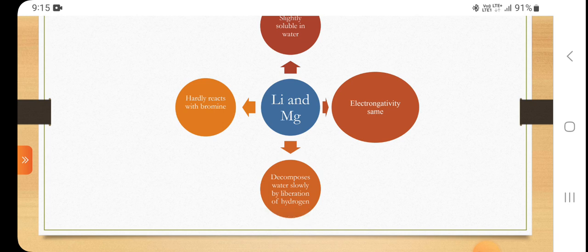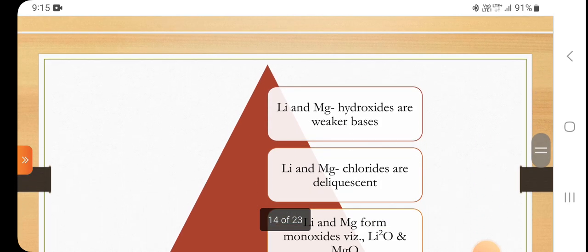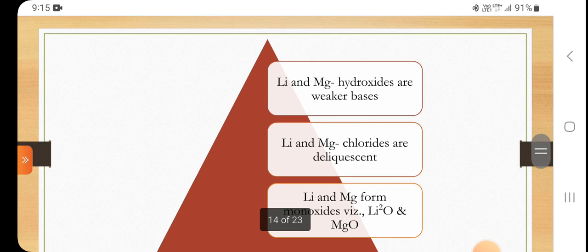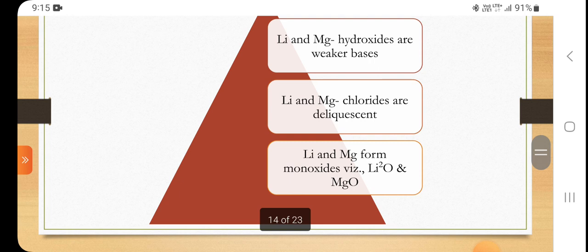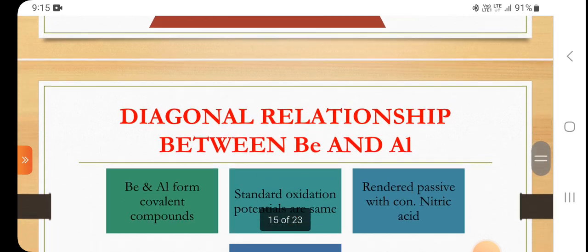They hardly react with bromine. Lithium and magnesium hydroxides are weak bases. Lithium and magnesium chlorides are deliquescent. Lithium and magnesium form the monoxides such as Li2O and MgO.